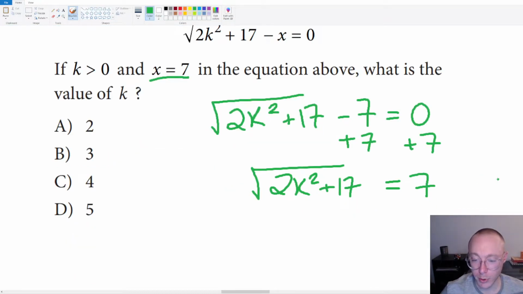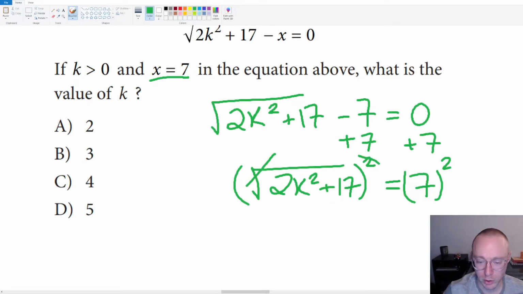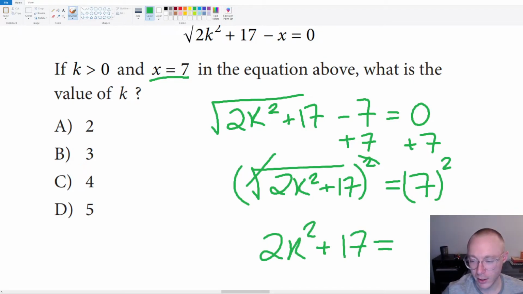All right, the next thing we want to do is, like we just said, we've isolated a square root. Let's take the square of both sides. A square will always cancel out a square root, leaving us with what's underneath, 2k squared plus 17. 7 squared here is going to be 49. Now we have a quadratic equation.